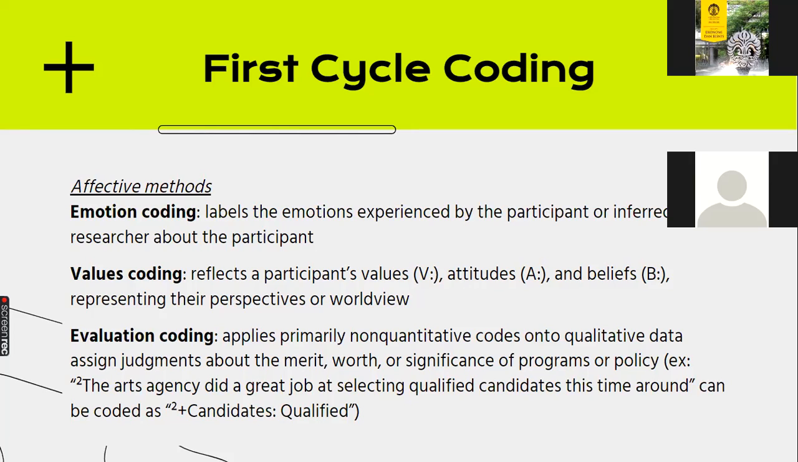And then we have evaluation coding, which applies primarily for non-quantitative codes onto qualitative data, and it assigns judgments about the merit, worth, or significance of programs or policy. So an example of evaluation coding would be in this sentence, the arts agency did a great job at selecting qualified candidates this time around. This can be coded as the code number 2 with a plus sign, candidates, colon, qualified.